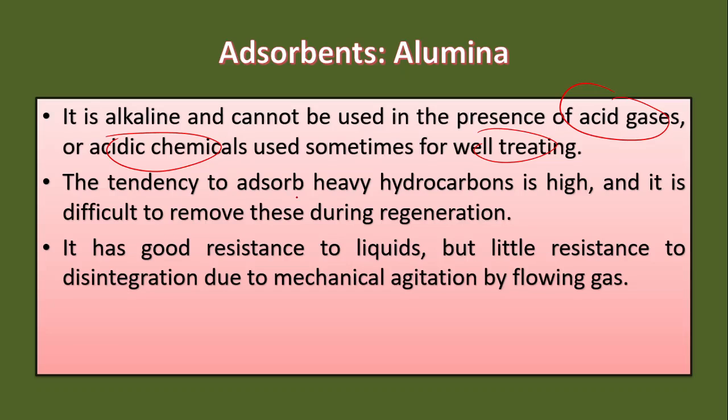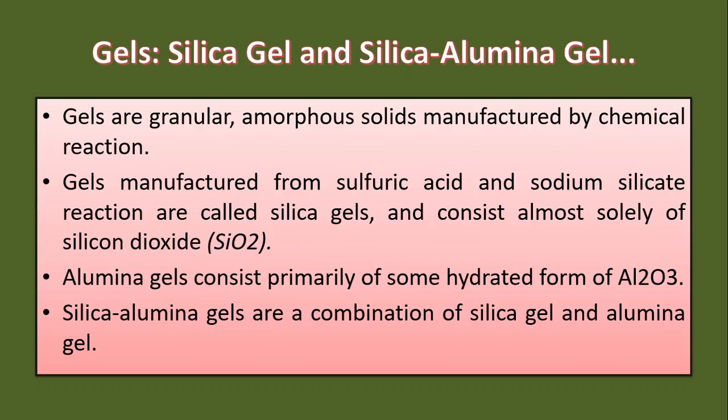The tendency to adsorb heavy hydrocarbons is very high with alumina, and it is difficult to remove them during regeneration. That's why heavy hydrocarbons are not good for alumina. If there is a very high concentration of heavy hydrocarbons in a natural gas, then there is a problem. It has good resistance to liquids, but little resistance to disintegration due to the mechanical agitation by flowing gas. There is continuous mechanical agitation because of the flowing gas, so disintegration goes on. So this is all about the alumina.